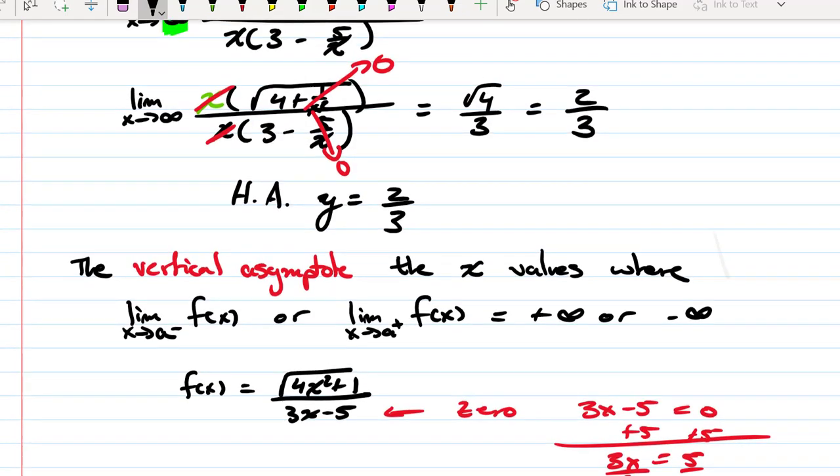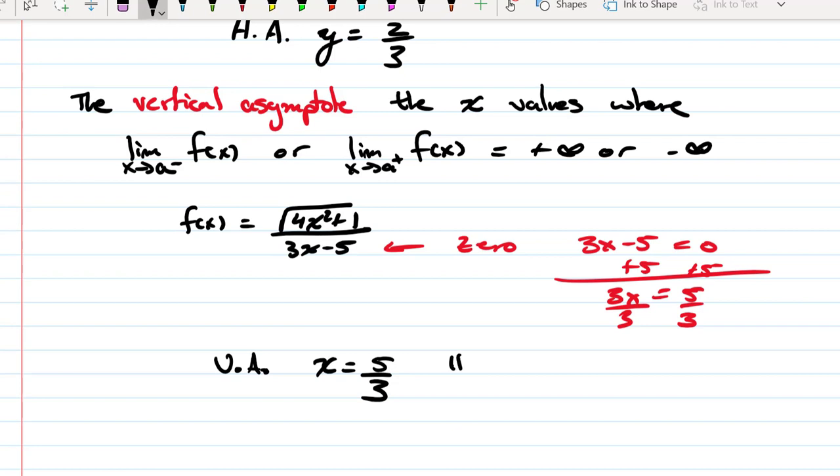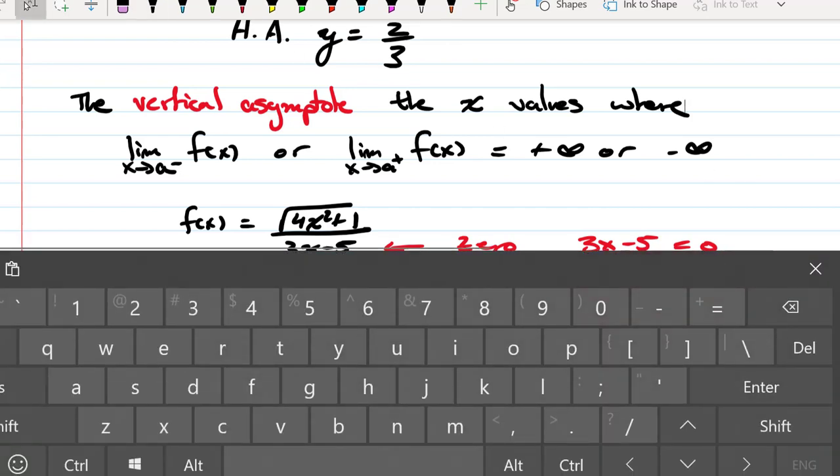So the vertical asymptote is x equals 5/3 and the horizontal asymptotes are y equals negative 2/3 and y equals positive 2/3. And that's all of our asymptotes for that function.